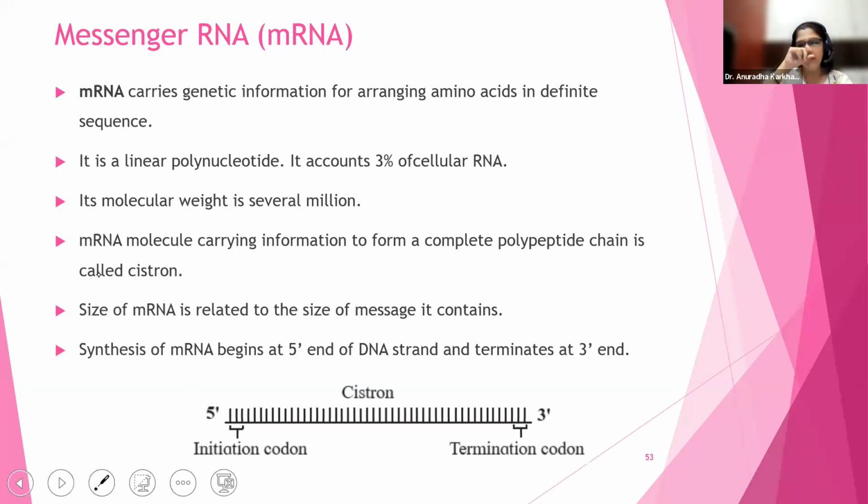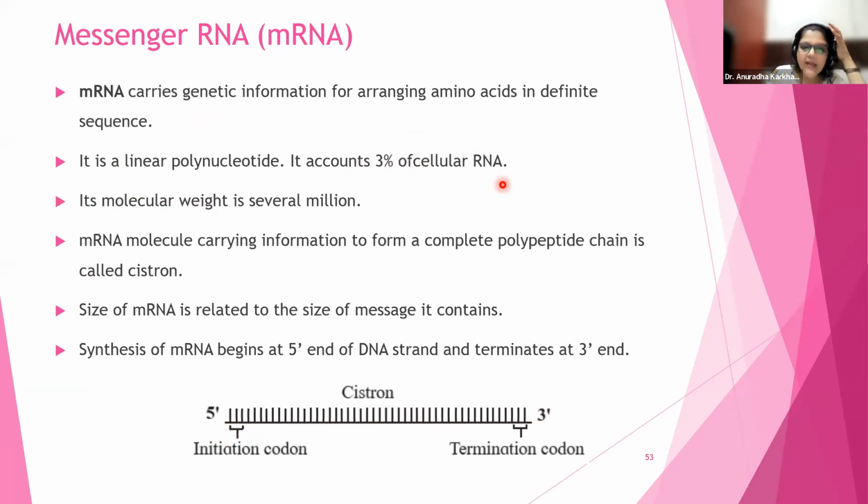So mRNA carries genetic information for arranging amino acids in definite sequence. It's a linear polynucleotide. See, it's 5 prime to 3 prime. This is your mRNA. It accounts for only 3% of the cellular RNA. Its molecular weight is several millions. An mRNA molecule carrying information to form a complete polypeptide chain is called a cistron.